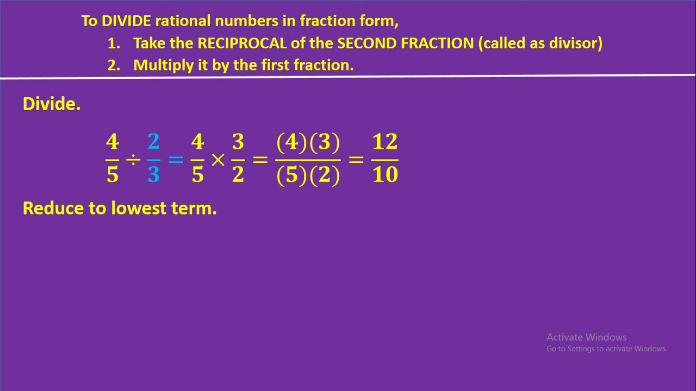Let us reduce our answer into lowest term. So, kailangan nating mag-isip ng number na pwedeng i-divide kay 12, pwede ding i-divide by 10. So, ano kaya yon? Okay, very good. So, that is 2. Para makuha natin si lowest term, we need to divide 2 both kay 12 at saka kay 10. 12 divided by 2 is equal to 6, and 10 divided by 2 is equal to 5. So, 6 over 5 is our final answer.